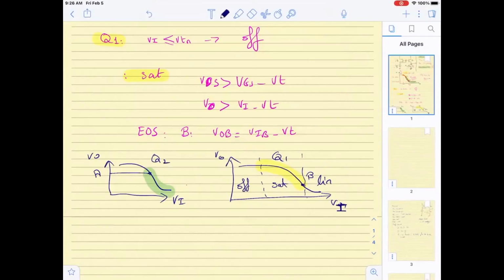Okay, so I have two important points. Okay, point A below which Q2 is going to be in saturation, and point B, because between it and this one, determines for me when Q1 stops being in saturation, when it goes into the linear region. Is this clear? We have 2 points. Do you agree on that?